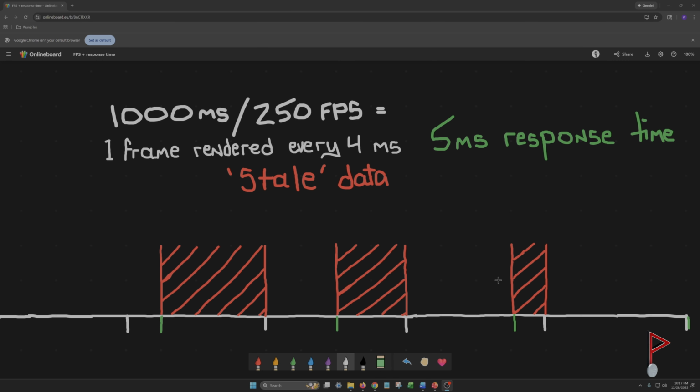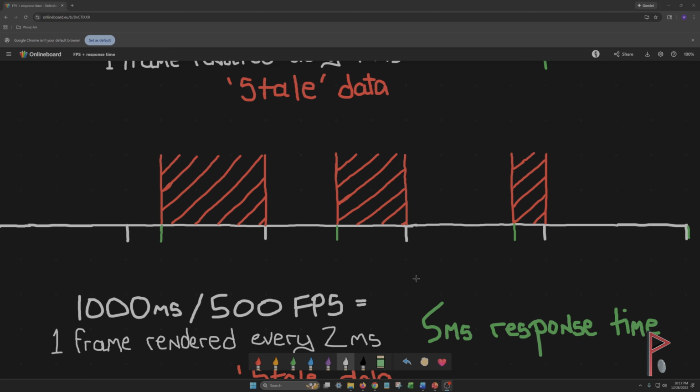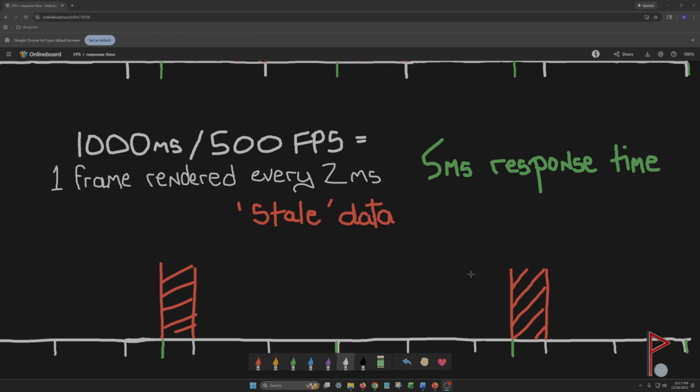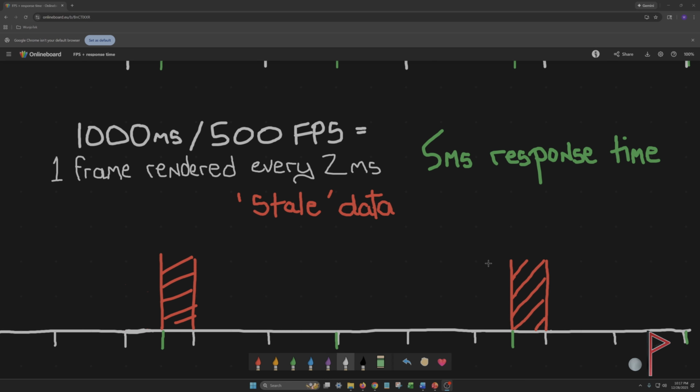Now, what if we can bump frame rate? Take a look at the red right here, which is all your stale data, and let's bump it to 500 FPS. And look, there's barely any stale data anymore because now we're rendering a frame every 2 milliseconds. It's really about that simple. And that right there is the reason that frame time stability is not your only consideration in these shooter titles, especially if you're playing competitively.